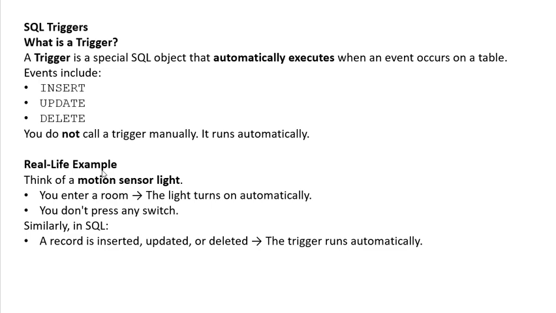A real life example is a motion sensor light. When you enter the room, the light turns on automatically, and you do not press any switch. Similarly in SQL, when a record is inserted, updated or deleted, the trigger runs automatically.